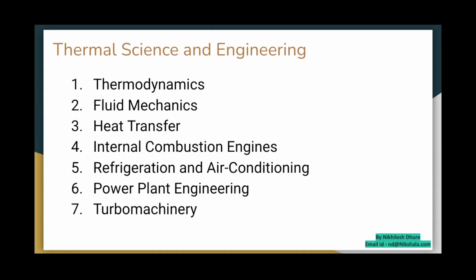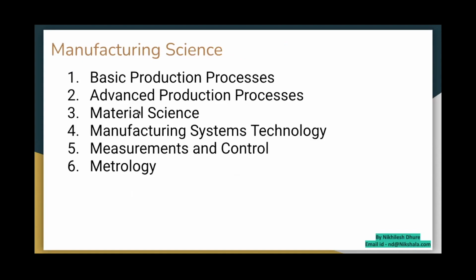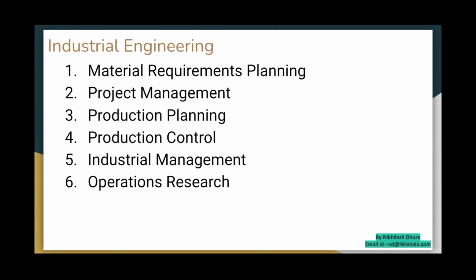You can specialize yourself and become a subject matter expert, and there are enough jobs out there in these areas that I've mentioned here. Manufacturing science, you go into the production processes, advanced production processes, material sciences. So these are streams within themselves. You can specialize yourself, and every university pretty much has these specializations under the branch of mechanical engineering. Industrial engineering, again, there's an altogether different master's on this, and within master's of industrial engineering, I've seen people doing project management, production planning, production control, industrial management, operations research. So yeah, so on and so forth.